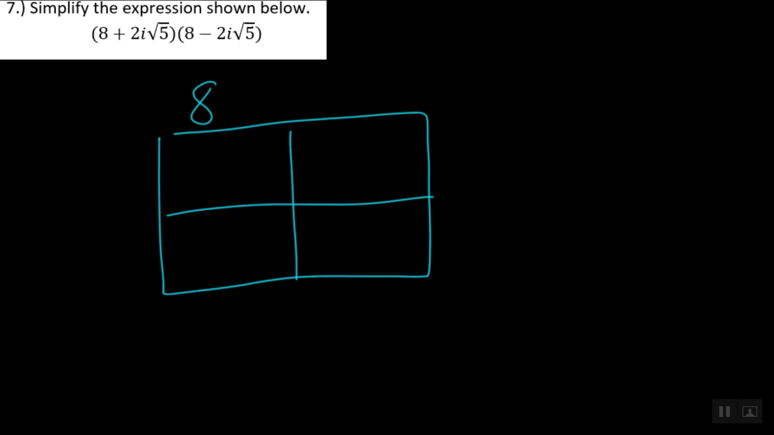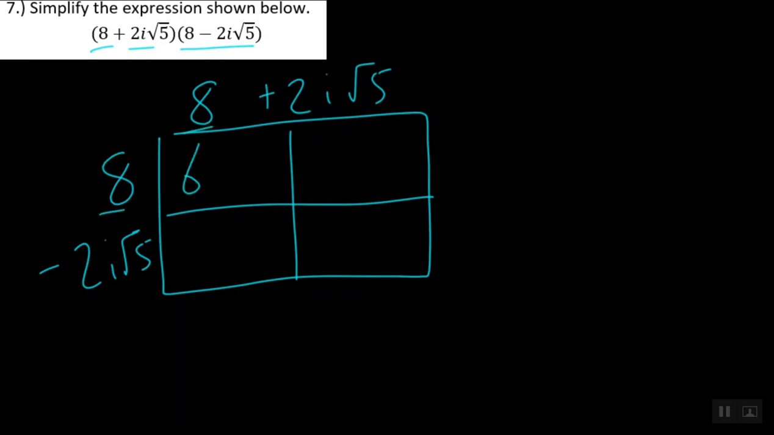And I want you all to notice something. This is 8 plus 2i square roots of 5, where that's positive. And here we have 8 minus 2i square roots of 5. And so this is actually going to be something fairly interesting. Let's take a look. 8 times 8 gives me 64. 8 times 2i square roots of 5 gives me 16i square roots of 5. And negative 2i square roots of 5 times 8 gives me negative 16i square roots of 5.